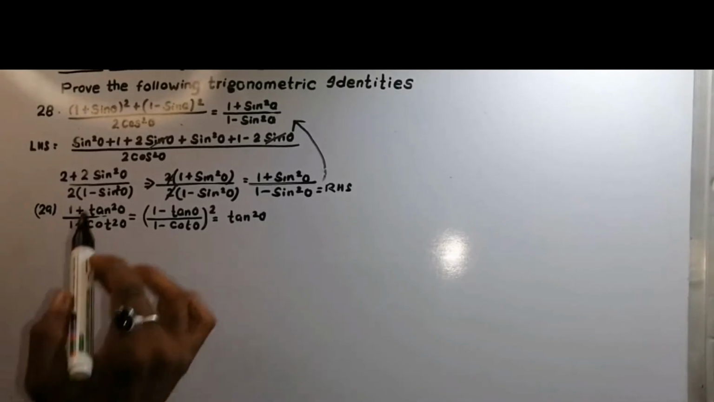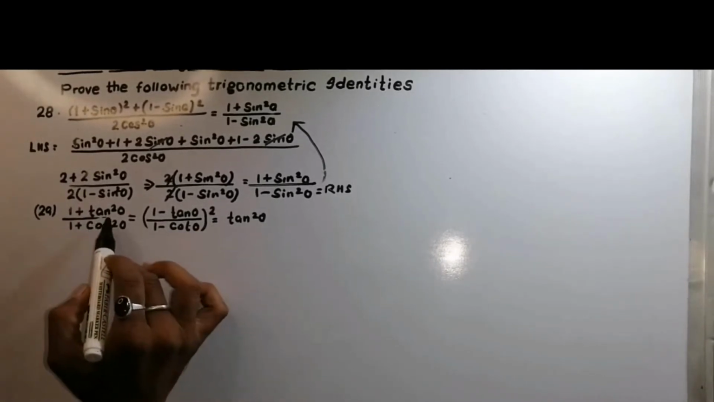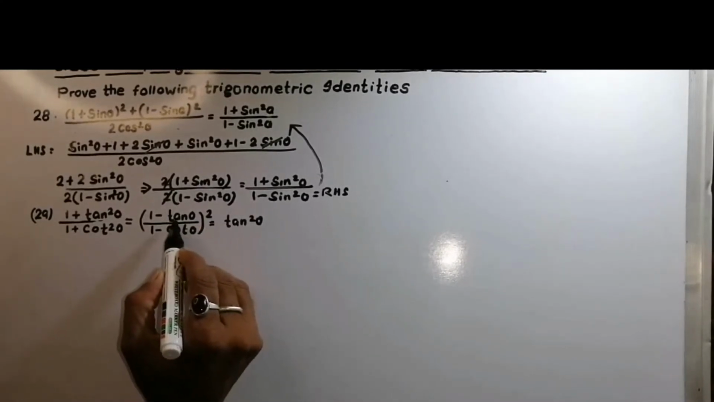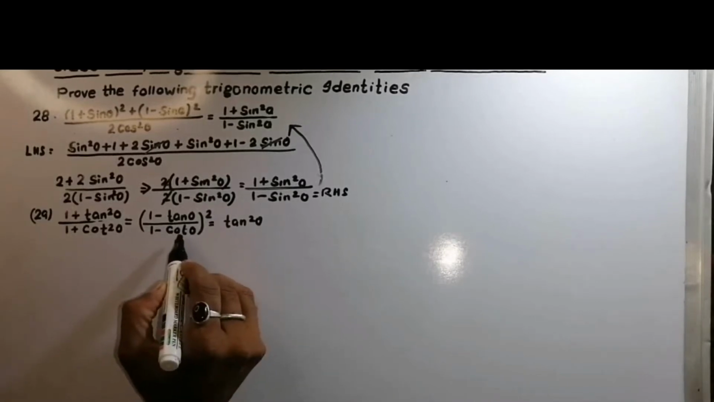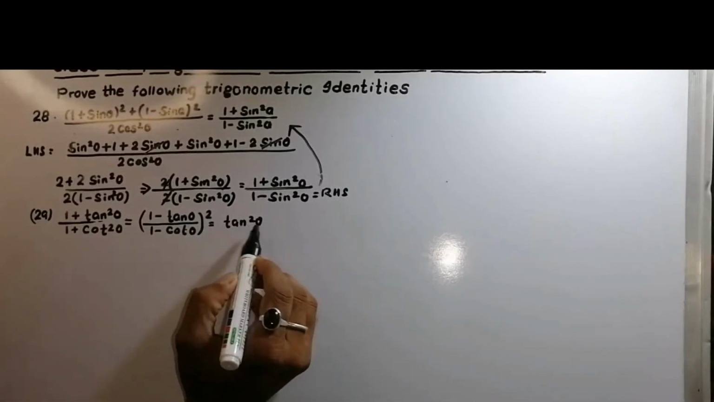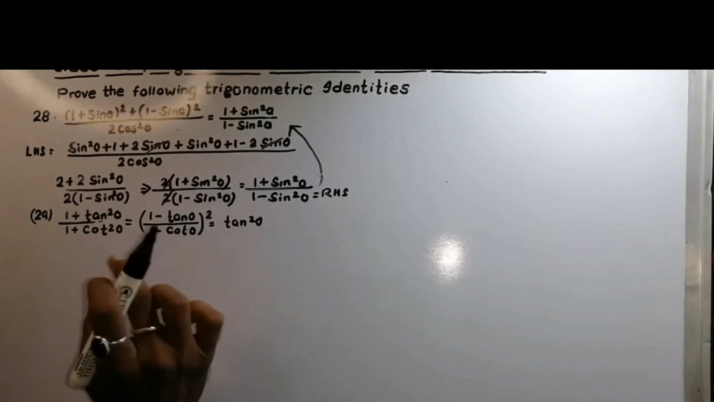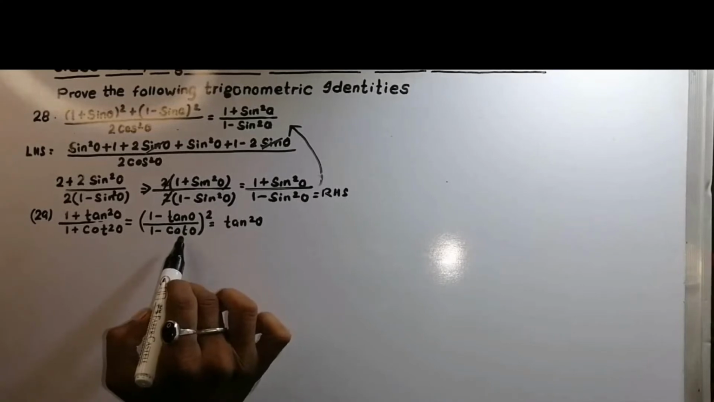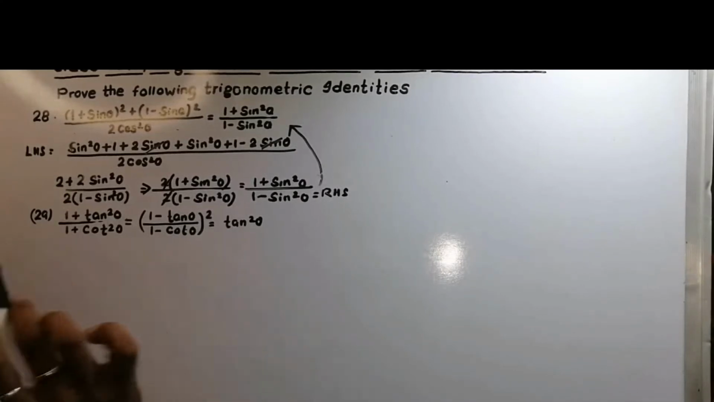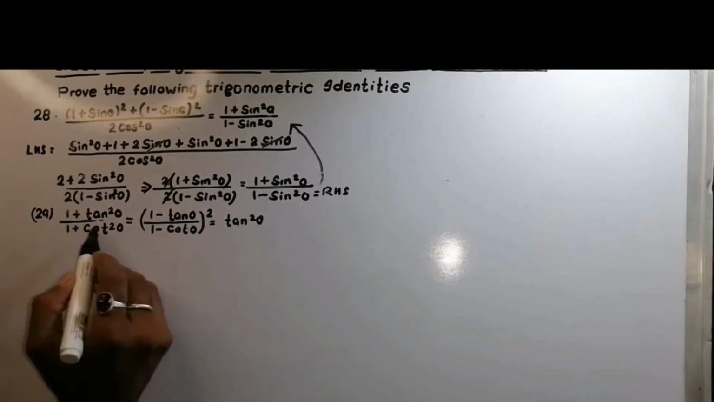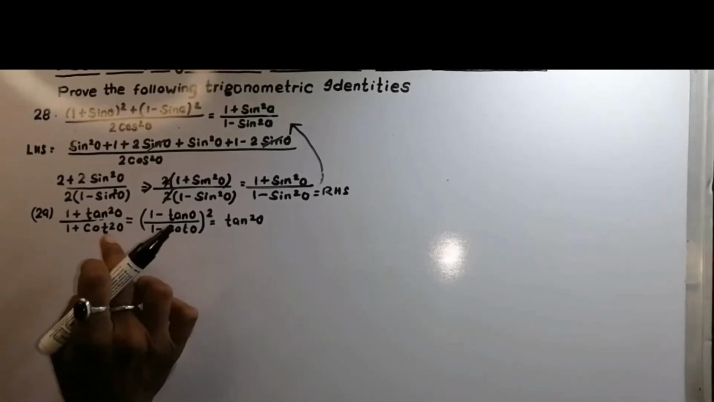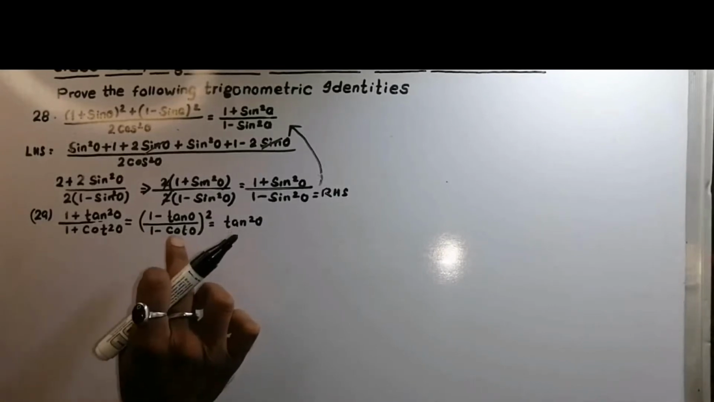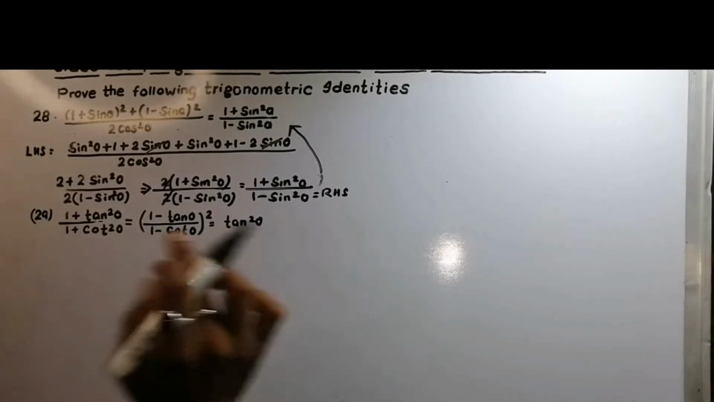Question number 29. (1 plus tan square theta) upon (1 plus cot square theta) is equal to ((1 minus tan theta) upon (1 minus cot theta)) whole square is equal to tan square theta. We need to prove separately these two equal to tan square theta. So first we take left hand side, then equal it to tan square theta, and then right hand side, let it also equal to tan square theta.